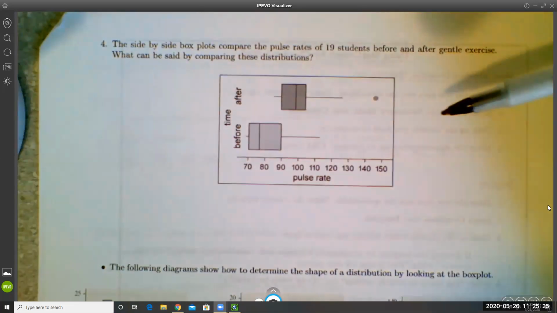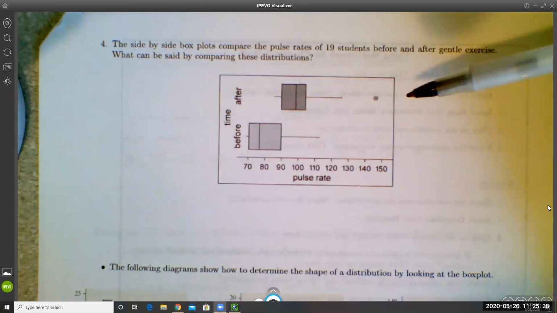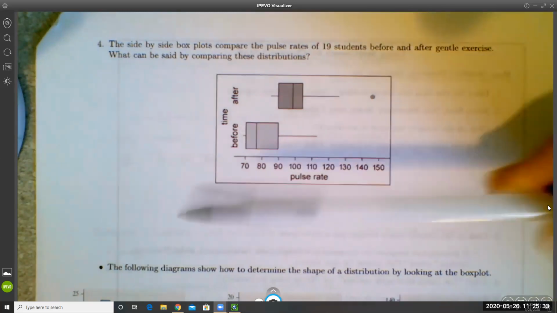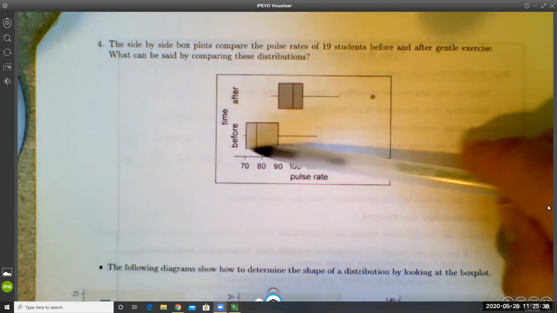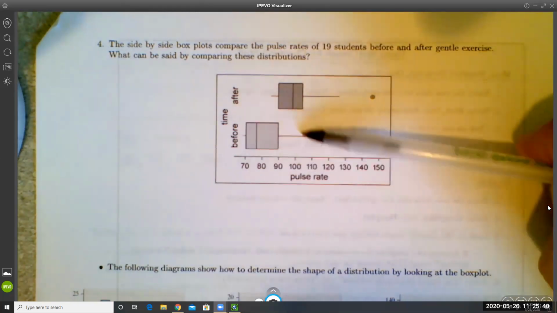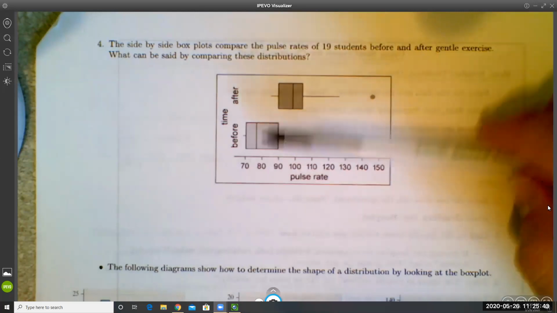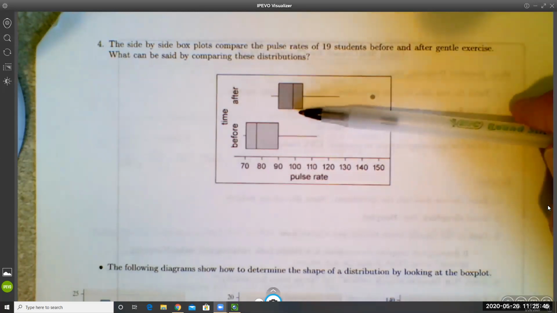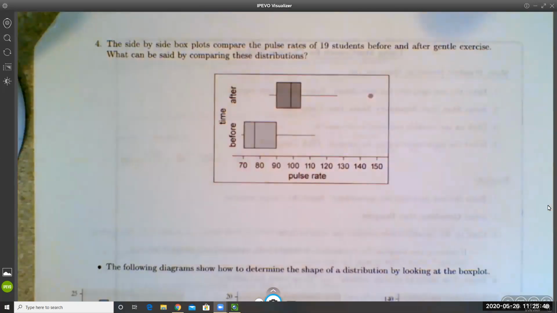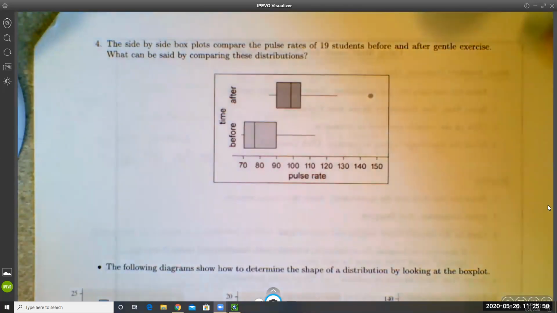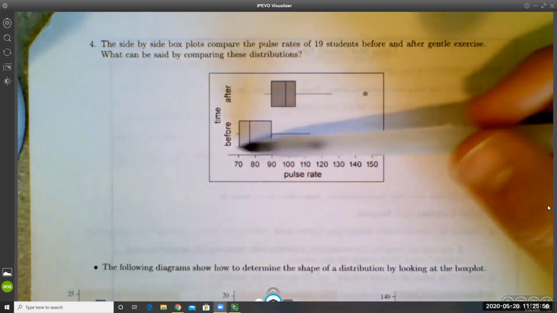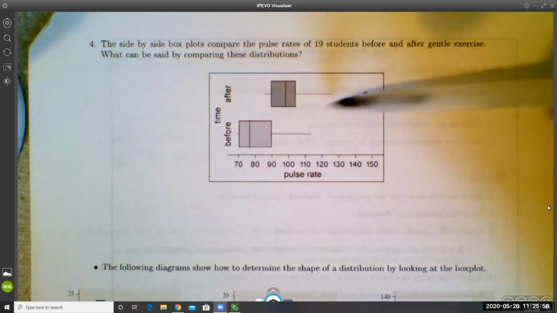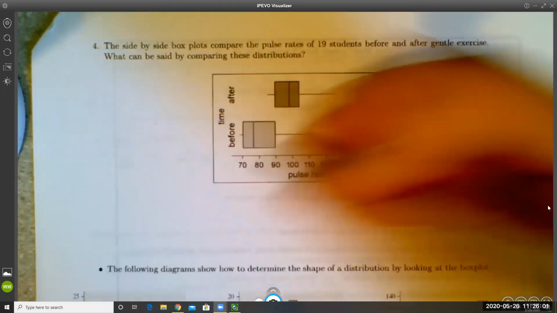Well, we could say a whole bunch of things. But I think generally speaking, the trend that we see is before the exercise, the students' pulse rates were kind of at the left of the graph, and then after they exercised, their pulse rates increased, which is very obvious. That's exactly what you would expect to happen, but you can see it visually. You can see how before the exercise they were here, and after the exercise they're here. So their pulse rates increased.